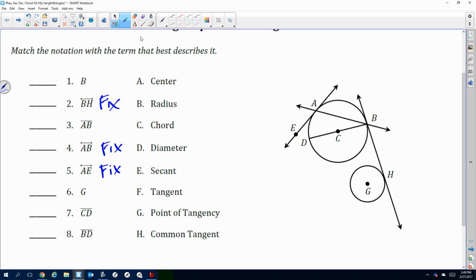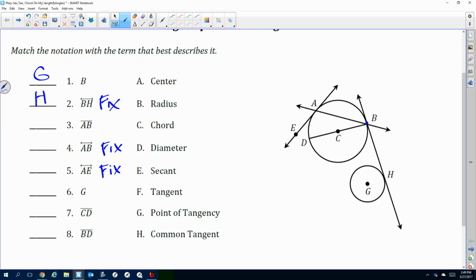So I'm hoping you recognize B. B is actually the point of tangency. That is G. That was part of our level 1 notes. BH, this is one that we haven't really talked about. BH is a common tangent. Yeah, it's a tangent in both circles, C and G. It's a tangent to both.